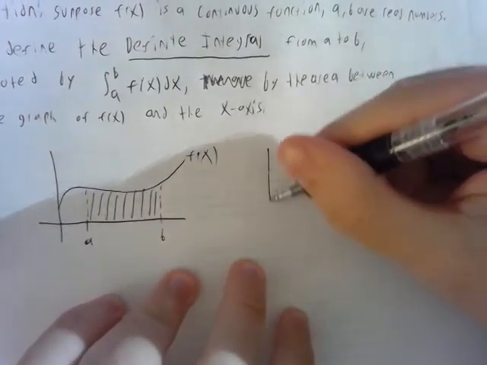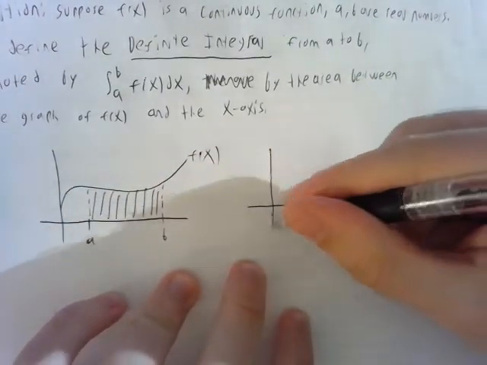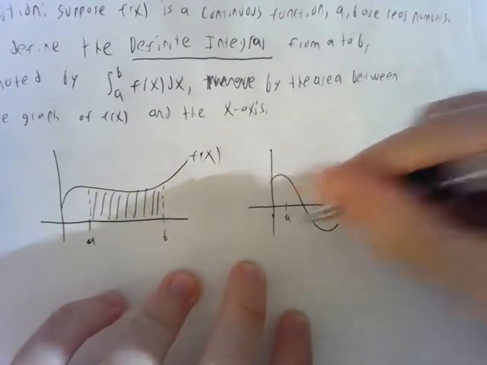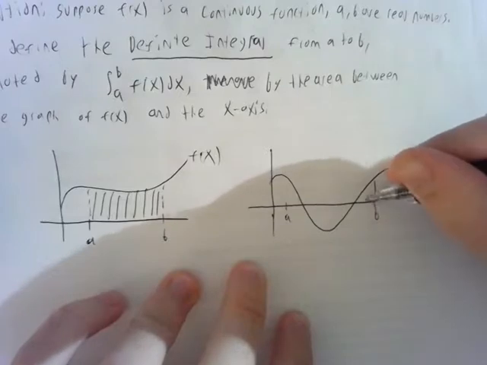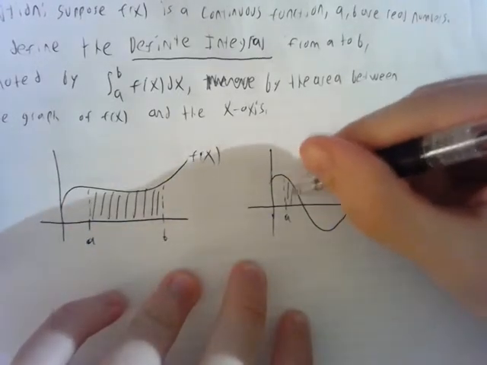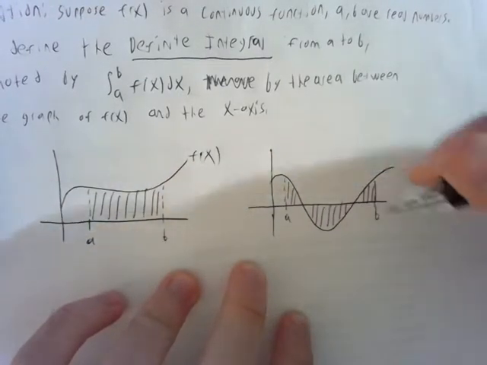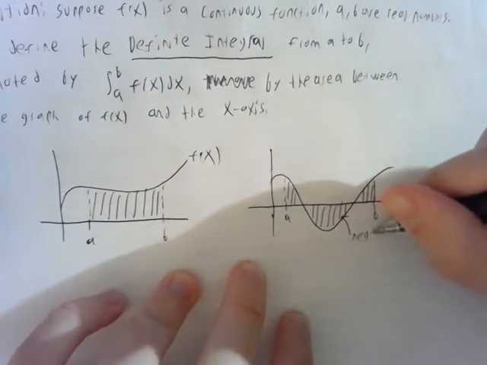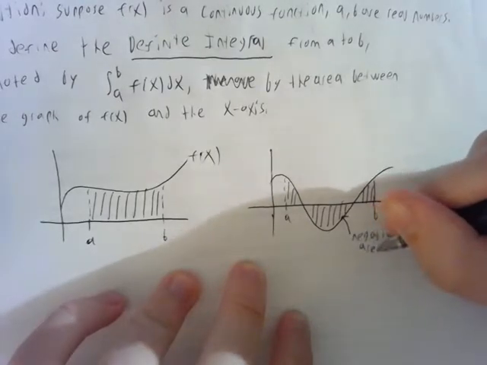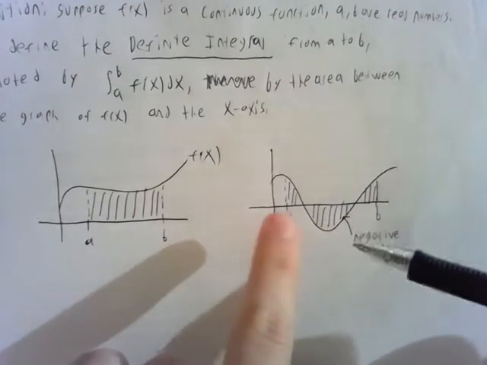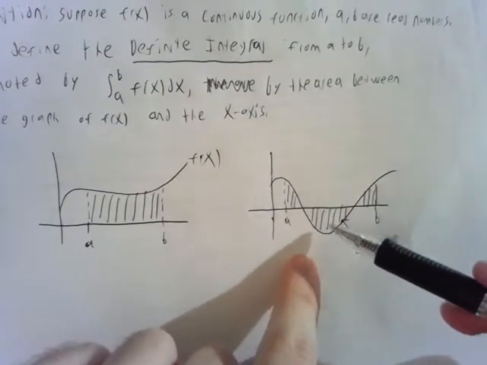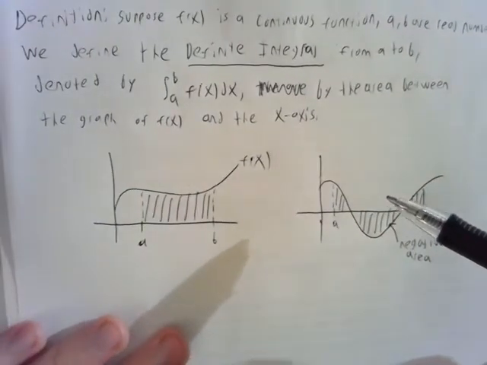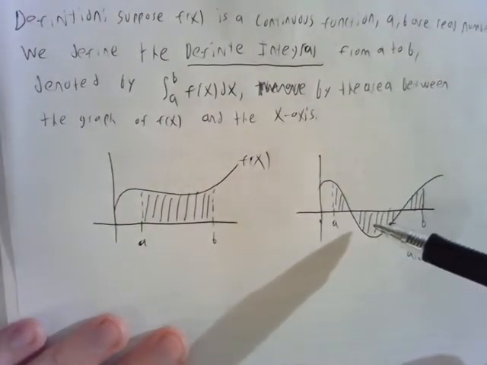Now, there's a slight complication. What if we have a function which does something like this? Well, in this case, when the function is below the x-axis, this counts as negative area. So in this case, it looks like there's more area underneath the graph than above it. So the definite integral would actually give a negative value because we count this area as negative.